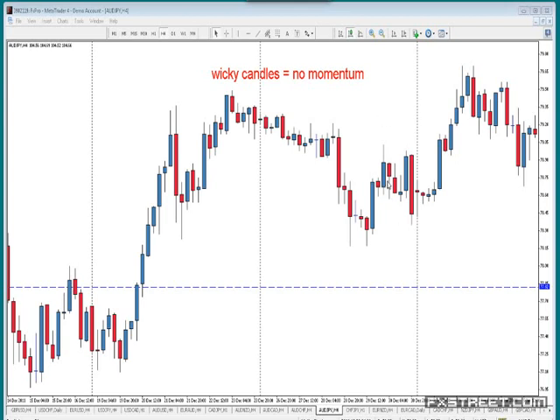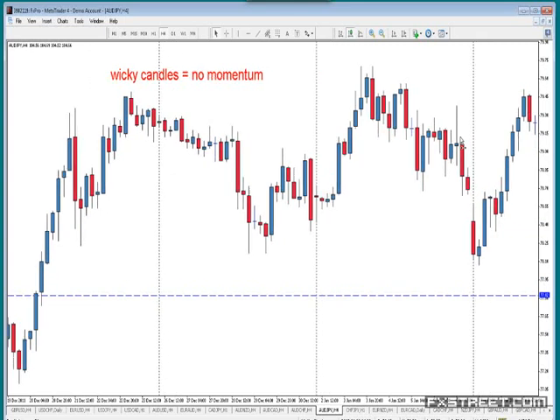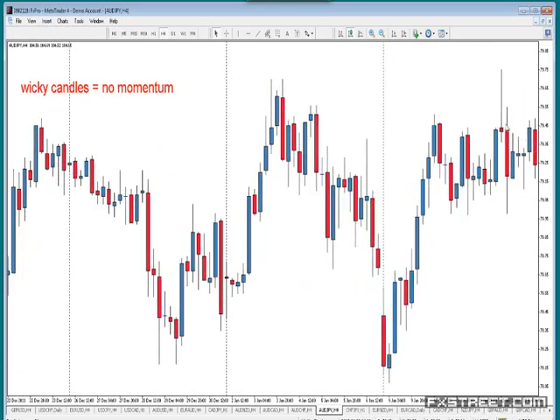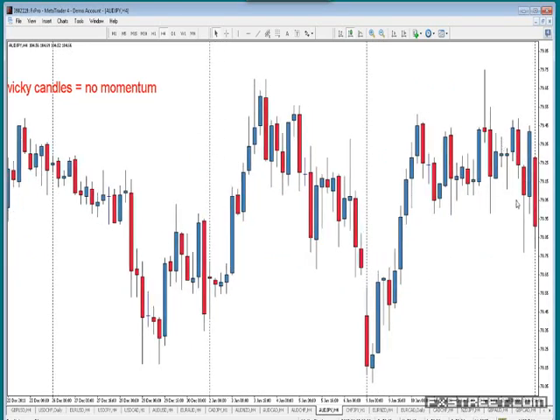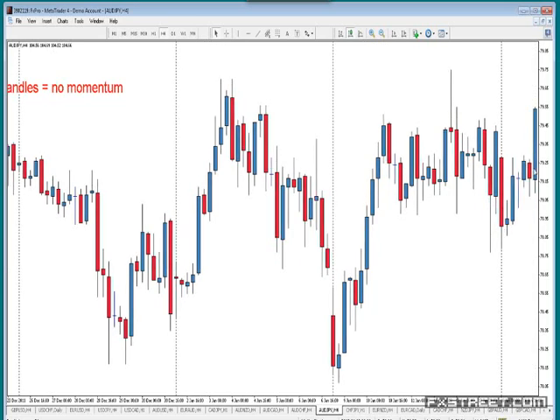Okay, so that is the sixth principle. If you see lots of wicky candles, you know that the market's slowing down. If you see few wicky candles, you know that there's follow-through in the market, that there's push in the market, and that it can go further, okay? But when you start to see these wicks, here we go, wick. You start to see these wicks here, we know, okay, there isn't much follow-through here. The market's starting to die out. And then you see wicks on the other side start to tell us that the market's not really going anywhere.